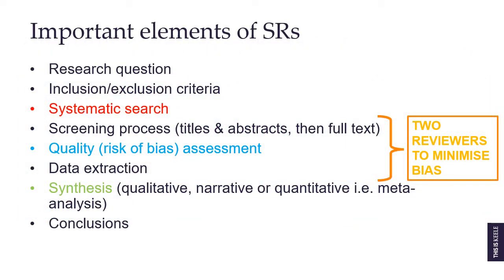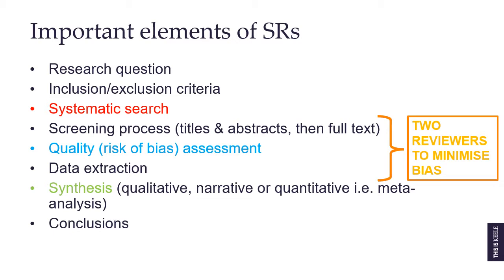Generally, these are the important elements of systematic reviews, starting with a predefined research question and also inclusion and exclusion criteria. We then do a systematic search, which is very comprehensive and structured, usually of several different databases. After these searches are combined, we usually have several rounds of screening of titles and abstracts of articles before we get to the full text of the papers.